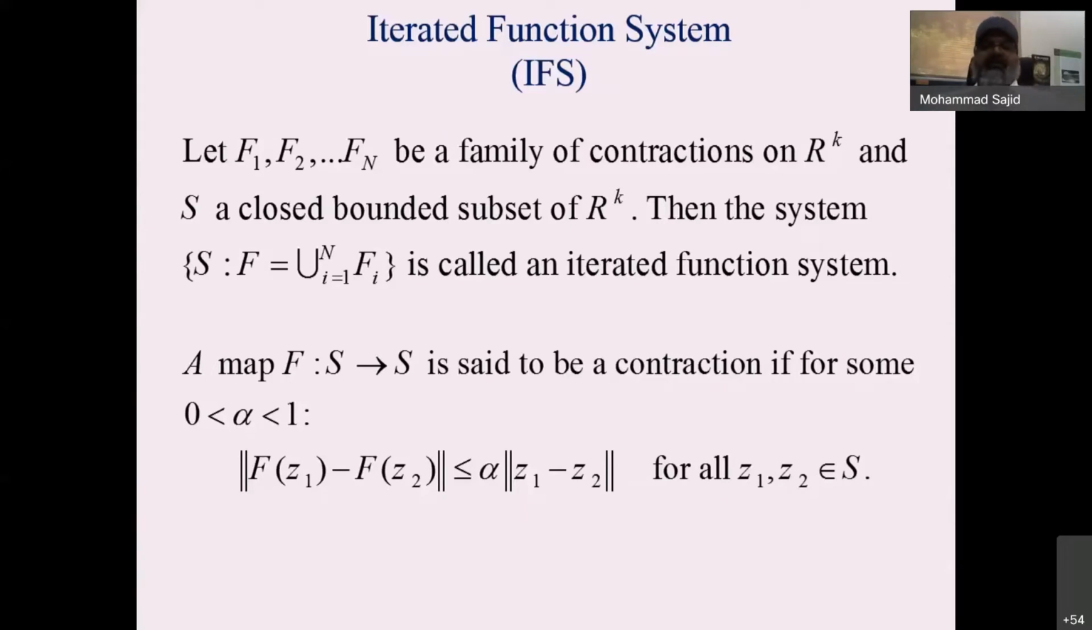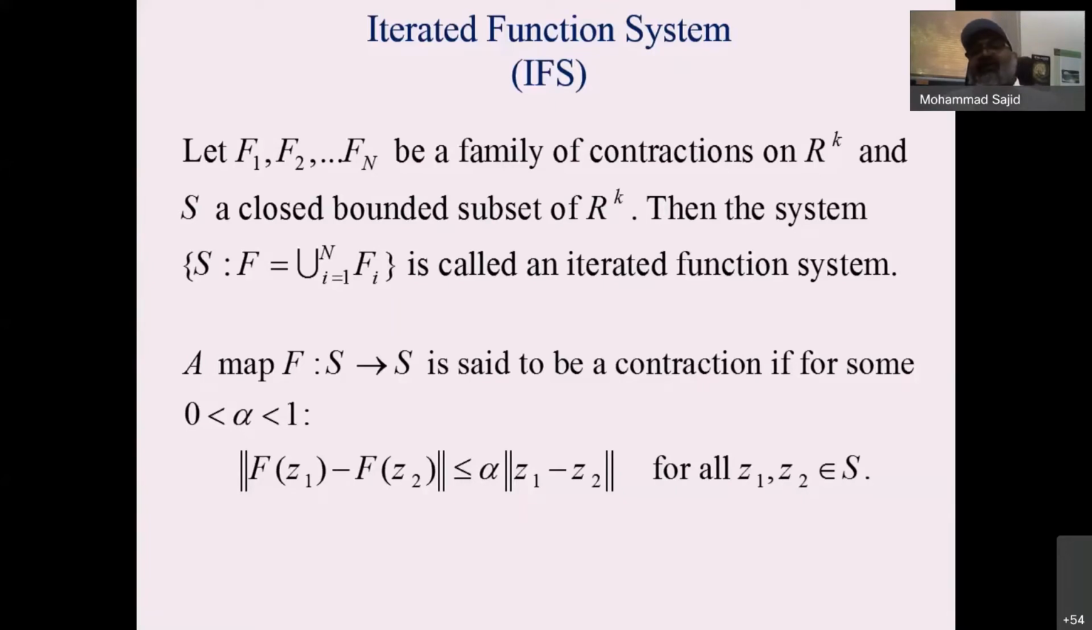Let F1, F2, ..., Fn be a family of contractions on R^k, and S is a closed bounded subset of R^k. K is any dimension: 2, 3, 4. It depends on what we have to generate, what kind of fractal we have in 2 dimensions, 3 dimensions, or 100 dimensions. Then the system is the union of all Fi. It's called an iterative function system.